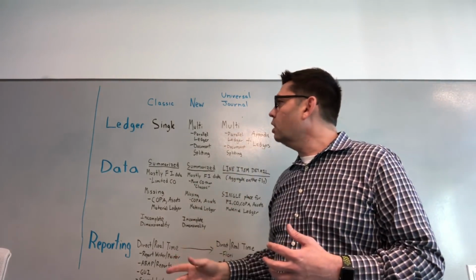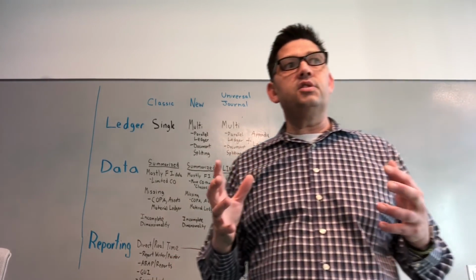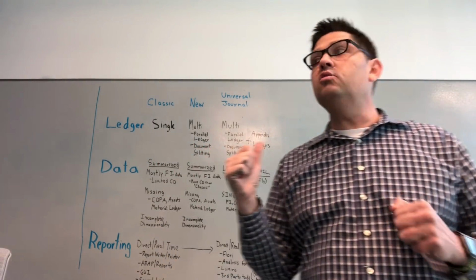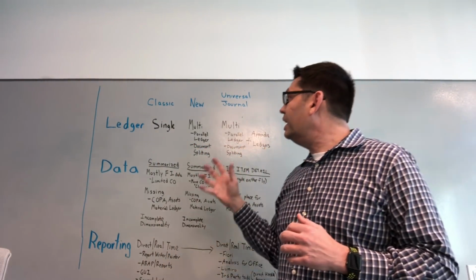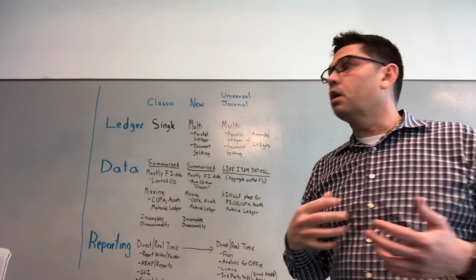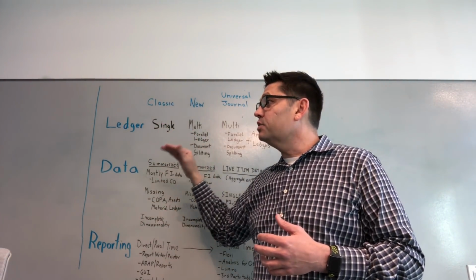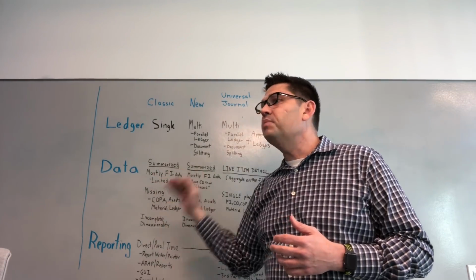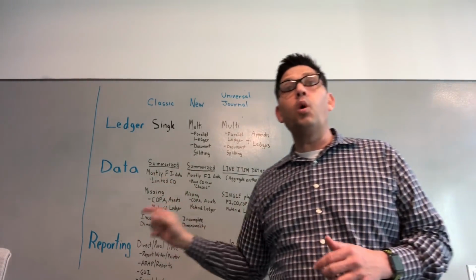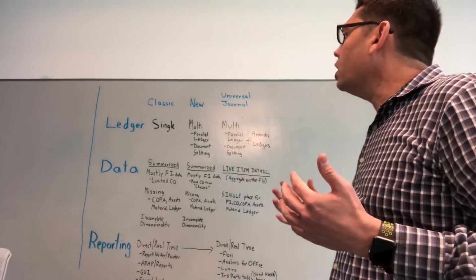So what I want to focus on is comparing and contrasting the differences and ultimately showing you the value within the Universal Journal that you can get. The three areas we're going to focus on are: what are the fundamental differences within the ledgers, what are the fundamental differences with the data, and what are the big differences as they relate to reporting. So let me walk you through.